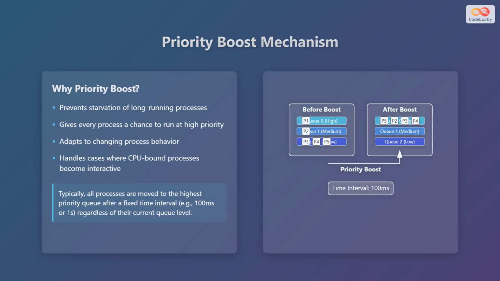Now let's discuss the priority boost mechanism in multilevel feedback queue. Why is it important? It prevents starvation of long-running processes, ensuring they eventually get a chance to run at a high priority. It gives every process a chance to run at the highest priority, preventing any single process from dominating the CPU. It allows the scheduler to adapt to changing process behavior. It handles cases where CPU-bound processes suddenly become interactive and need quicker response times. Typically, all processes are moved to the highest priority queue after a fixed time interval, for example 100 milliseconds or 1 second, regardless of their current queue level.